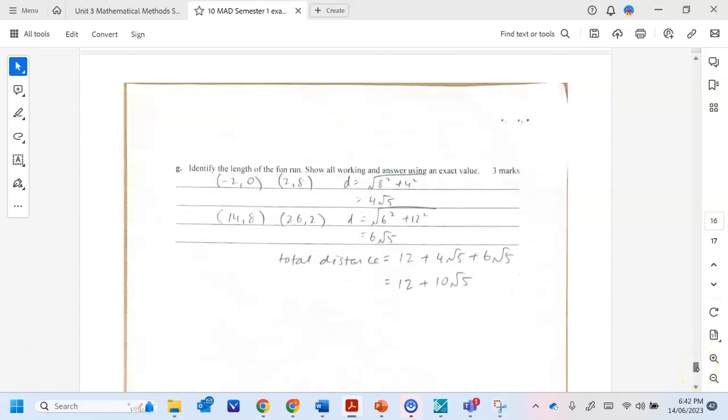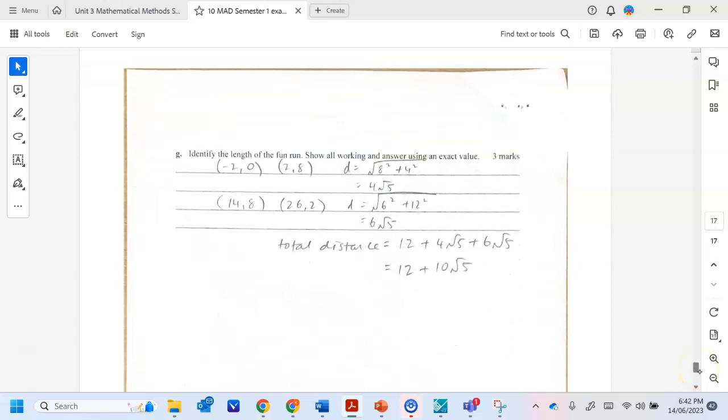And then very last one, 3 marks. So you did have to find the distance. The 12 was not too hard. I don't think it was given to you, but easy to find because it was a horizontal distance. And then these other two, just using the distance between 2 points formula. Some people for this one had 6√3, and so you lost a mark. So we did have 4 root 5 plus 6 root 5, because they're like surds, can be added together.